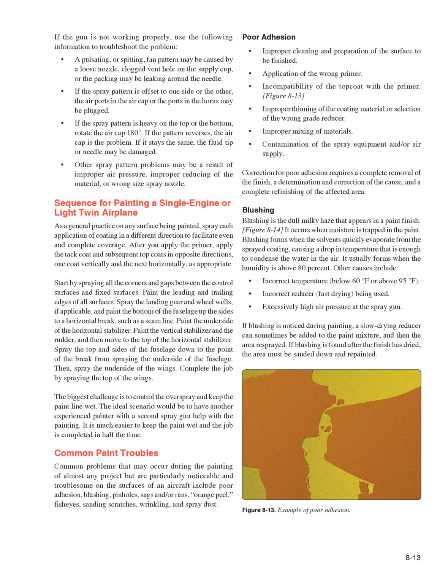Blushing forms when the solvents quickly evaporate from the sprayed coating, causing a drop in temperature that is enough to condense the water in the air. It usually forms when the humidity is above 80%. Other causes include incorrect temperature, below 60 degrees Fahrenheit or above 95 degrees Fahrenheit, incorrect reducer, fast drying, being used, and excessively high air pressure at the spray gun. If blushing is noticed during painting, a slow drying reducer can sometimes be added to the paint mixture, and then the area resprayed.